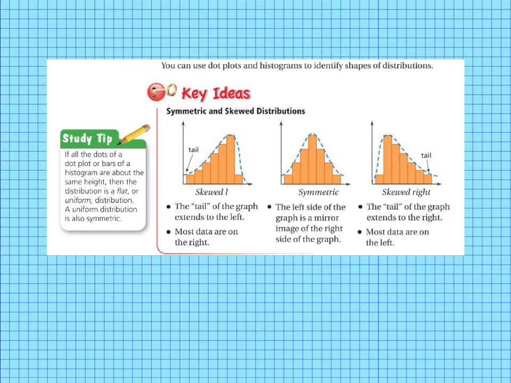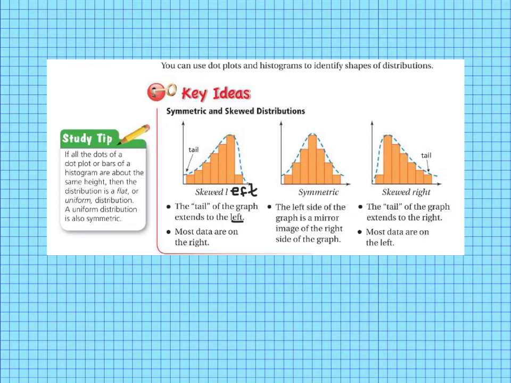So the definition for a distribution that is skewed left, and this kind of got cut off, so I'm going to fill in the rest of the letters here for you. That's skewed left, is that the tail of the graph extends to the left and most of the data are on the right. So the tail goes to the left and so it's skewed left.